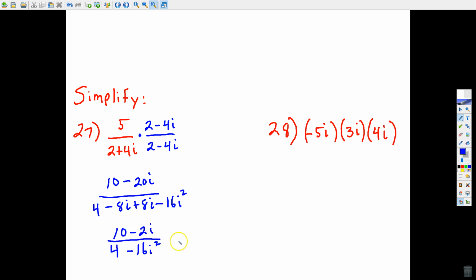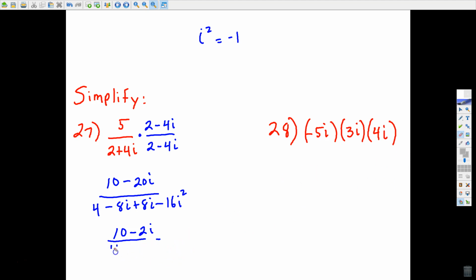Well, anytime, to make sure you remember this, anytime you are left with i squared and you're asked to simplify, you need to replace i squared with negative 1. Okay, i squared is literally equal to the number negative 1. So if I replace i squared with negative 1, now it becomes 4 minus negative 16, which is another way of saying 4 plus 16, which is 20.